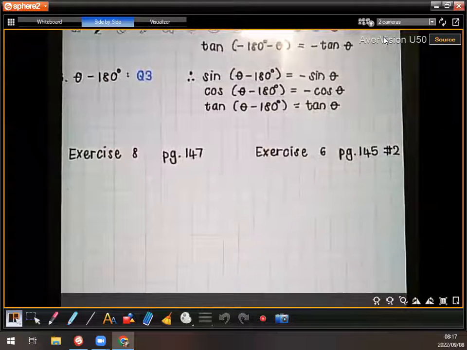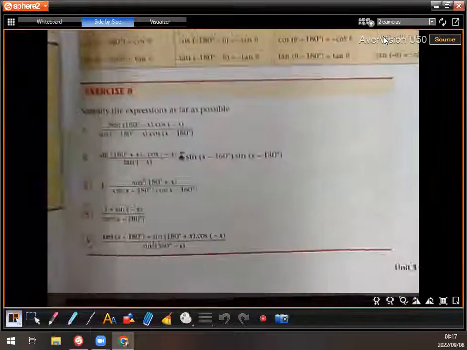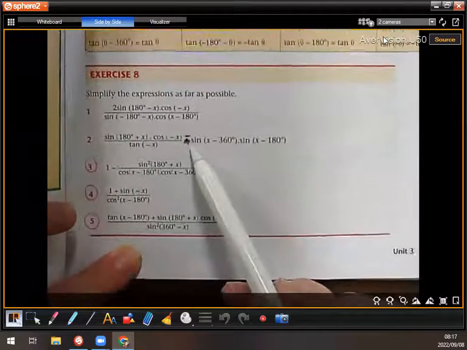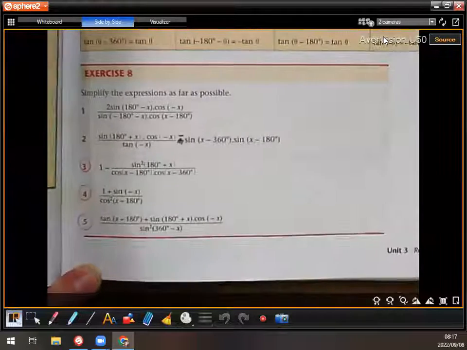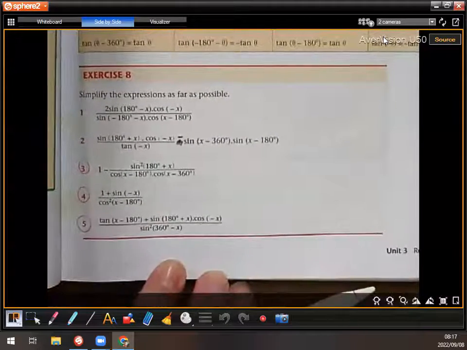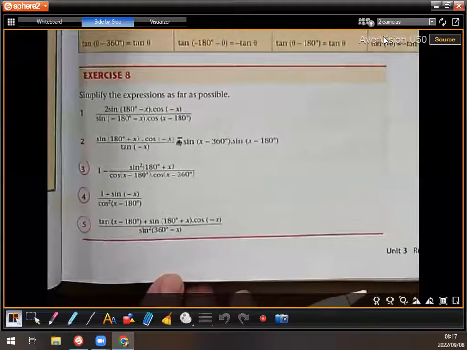Can you all copy this now, guys? There is one thing in number 2 that I just want you to fix, please. Just look at that. That's supposed to be a minus, not a plus. I don't know if the library even fixed the books.